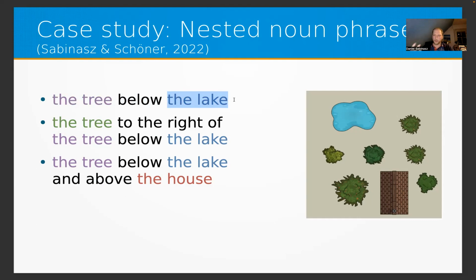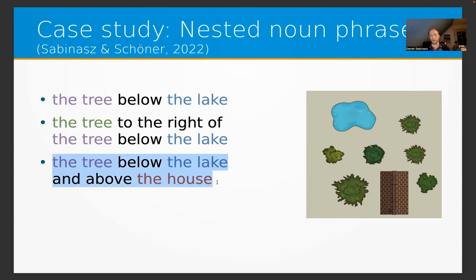And this nesting can continue up to a certain level of complexity. And we can see that humans are able to understand nested noun phrases up to a certain level of complexity. For example, the tree to the right of the tree below the lake. Yeah, so here we took this phrase, the tree below the lake, and made that the object of another prepositional phrase, to the right of the tree below the lake. And this prepositional phrase is part of a larger noun phrase, the tree to the right of the tree below the lake. Another example would be something where you use a conjunction.